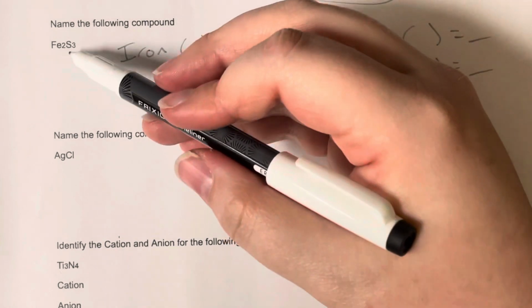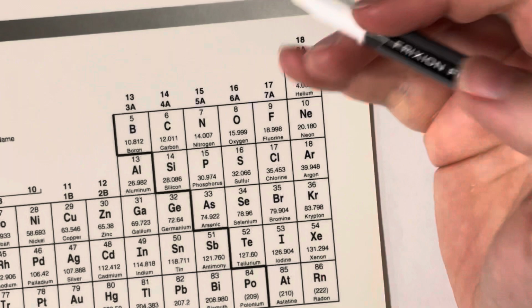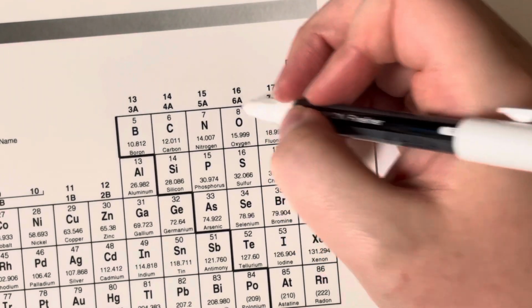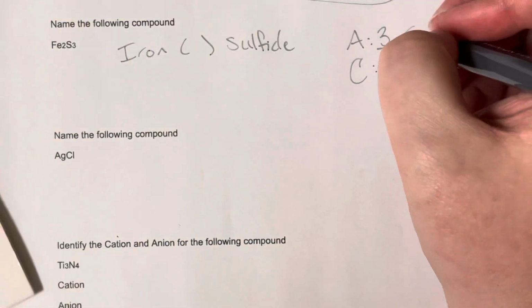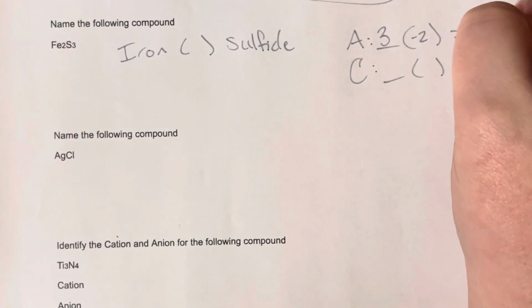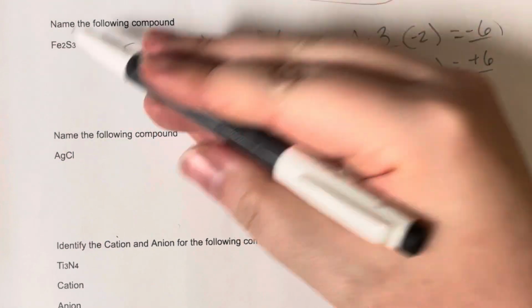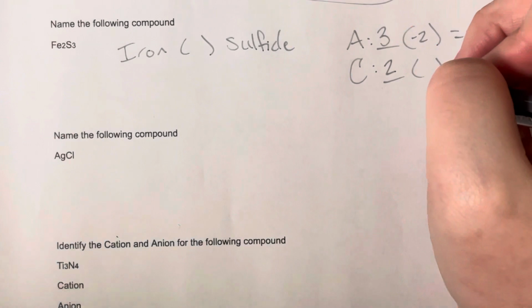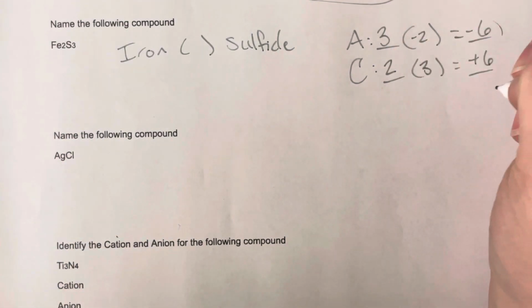My anion is my sulfur. Sulfur subscript is 3. Sulfur is in column 6, which means it has 6 valence electrons, but it wants 8, so it's going to steal 2. 3 times -2 is -6. Equal and opposite of -6 is +6. Iron subscript is 2. 2 times what is 6? 2 times 3 is 6.